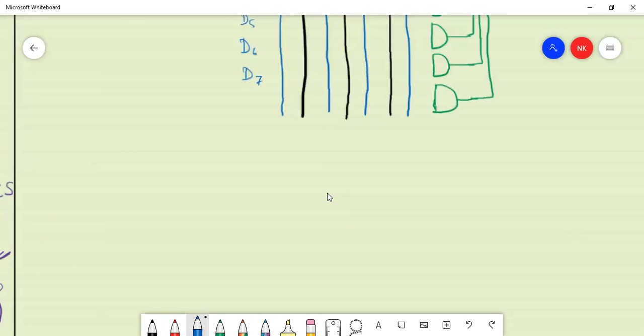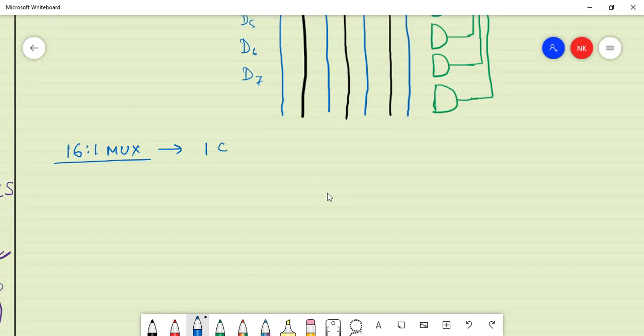ओके, सो अभी अगर हमें 16:1 मल्टीप्लेक्सर बनाना हो, 16:1 मक्स अगर हमें डिजाइन करना है, तो इन द सेम वे वी कैन डिजाइन 16:1 मक्स. और इसका जो आईसी है, इसका भी एक आईसी है, IC 74150. सो दिस इज द आईसी फॉर 16:1 मक्स. सो दिस 16:1 मक्स कैन आल्सो बी डिजाइंड यूजिंग 2 8:1 मक्स.